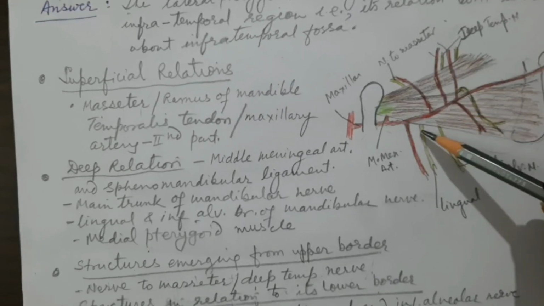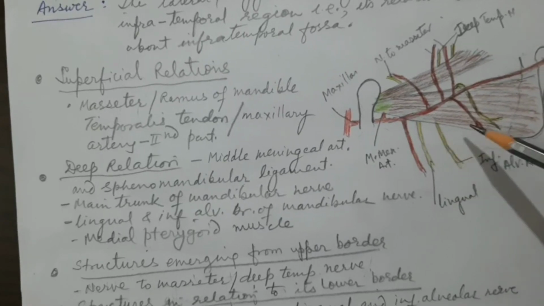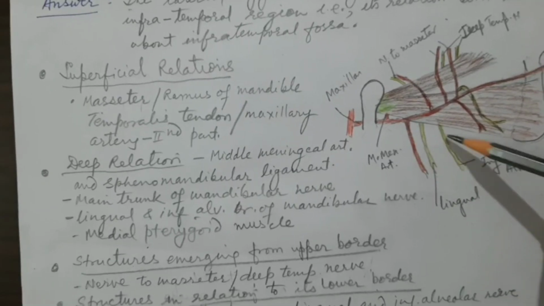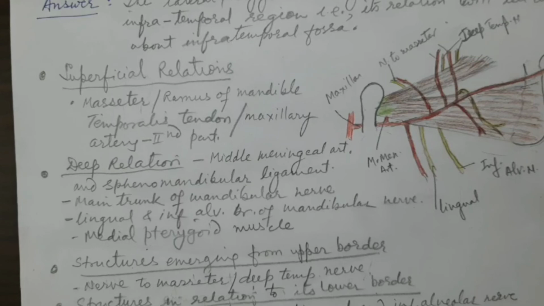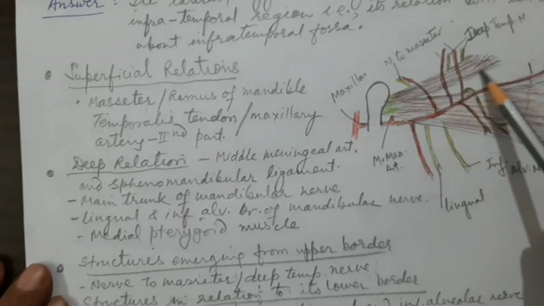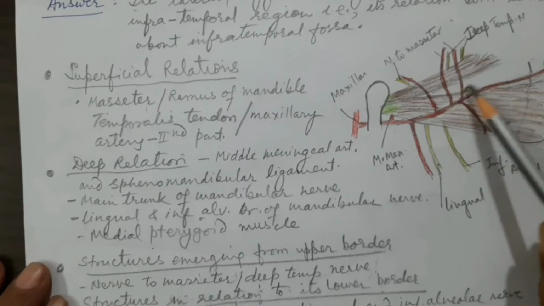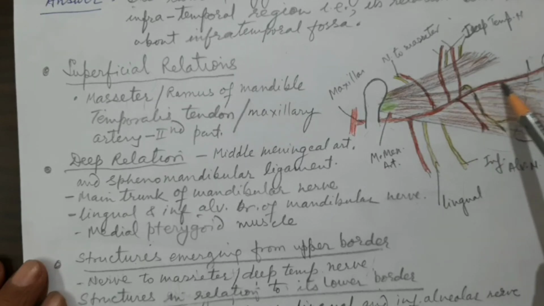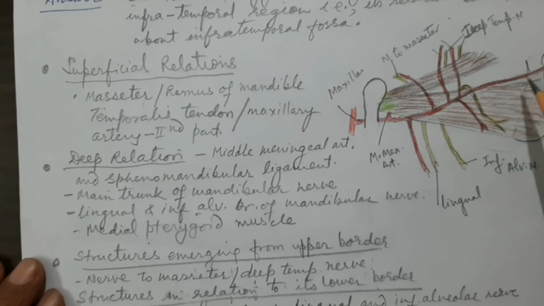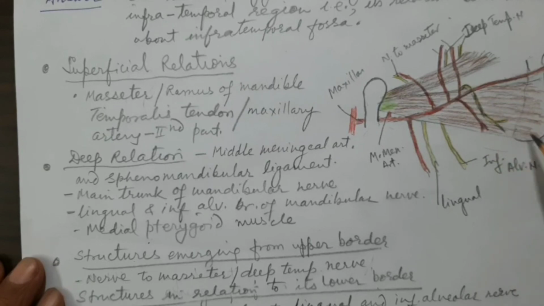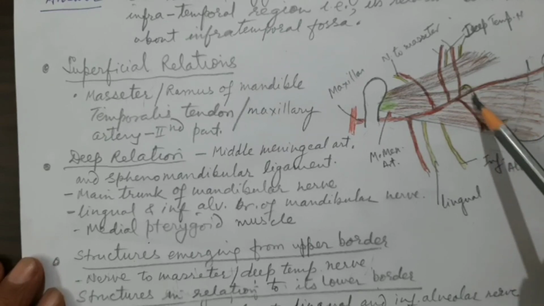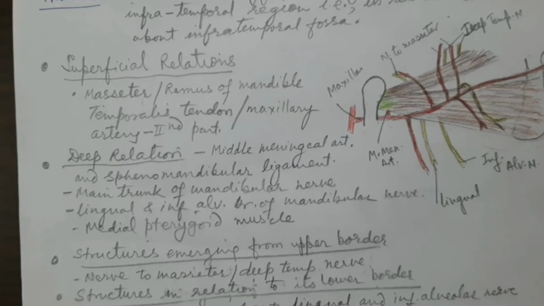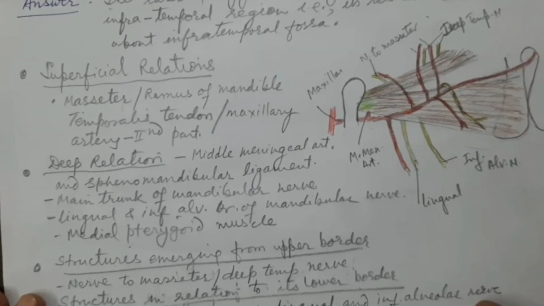Then the structures in relation to its lower border: we will see the middle meningeal artery we have already seen, then the lingual and the inferior alveolar nerves, which are coming out from deep to its lower border. And the structures which lie between the upper and lower heads, in this gap, are the third part of the maxillary artery, and the buccal nerve, which will go to the cheek, the under surface of the cheek, to supply sensation to the mucous membrane of the cheek and the gum.